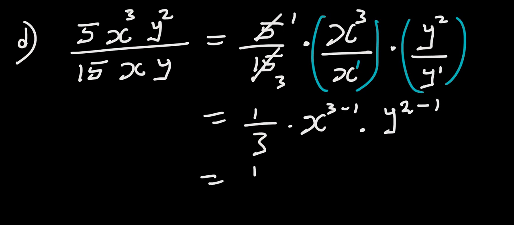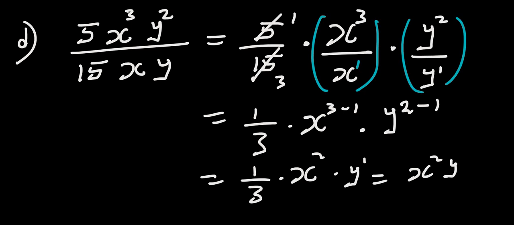So this will be equal to 1 over 3 times, 3 minus 1 is going to give us 2, so x squared, and y, 2 minus 1 is 1. So times y exponent 1, which finally, you can simply write as x squared y over 3. Final answer. I hope this makes some sense. All right, let's move on to the next one.